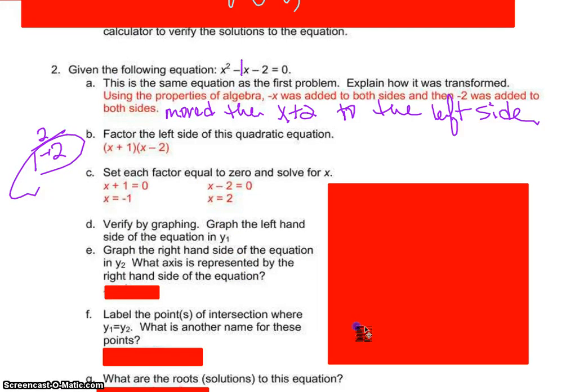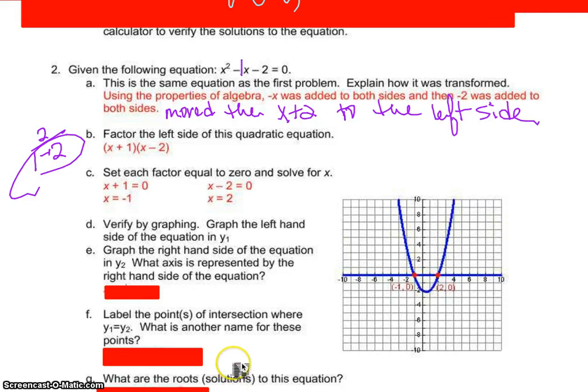Graph the left-hand side of the equation in y1 over here. This is what it should look like. Graph the right-hand side of the equation in y2. What axis is represented by the right-hand equation? Keep in mind your right-hand equation was y2 is equal to 0. Okay? If you have y equals 0, what axis is this? Is it your horizontal or your vertical? It's your horizontal, otherwise known as the x-axis.